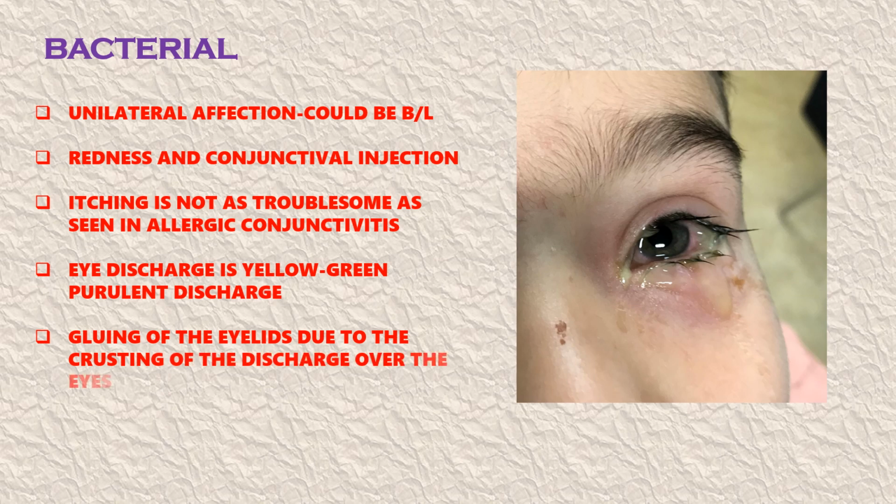Gluing of the eyelids due to the crusting of the discharge over the eyes is again a very peculiar symptom seen in bacterial conjunctivitis. This happens because the discharge hardens and forms a crust over the eyes while sleeping at night, which makes the eyelids glued together in the morning and we face difficulty in opening the eyelids.